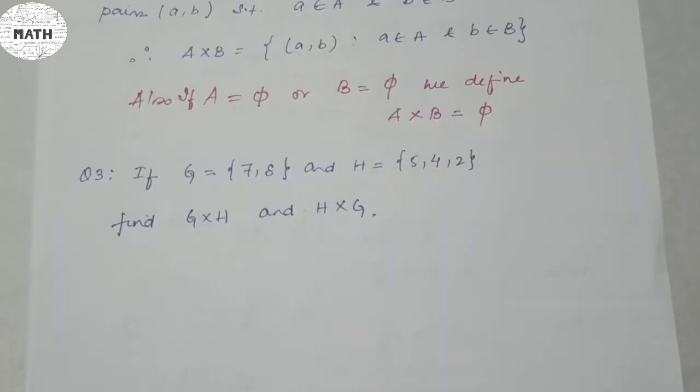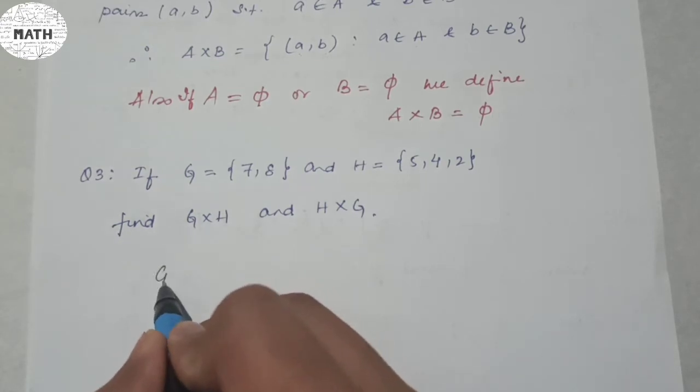Alright, question 3 is: given that G is equal to {7, 8} and H is equal to {5, 4, 2}, find G cross H and H cross G. That means I have to find the Cartesian product of G and H, and of H and G. So let me first find G cross H.